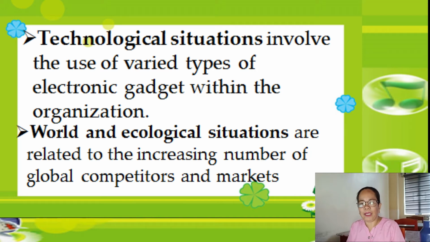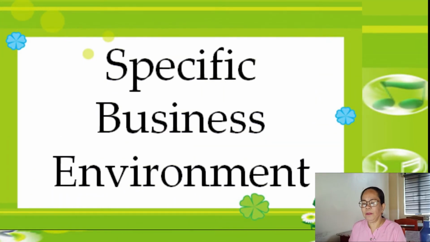Dati, pag bumili tayo sa Jollibee or sa McDonald's, for example, ng pagkain, ang pinagbabalutan ay styro. Ngayon, hindi na po. Napansin niyo po ba yon? Na box na gawa sa karton na ang kanilang pinagbabalutan. Bakit? Kasi nga, pinangangalagaan na ang ating kapaligiran. Next, specific business environment. So, ito na yon.